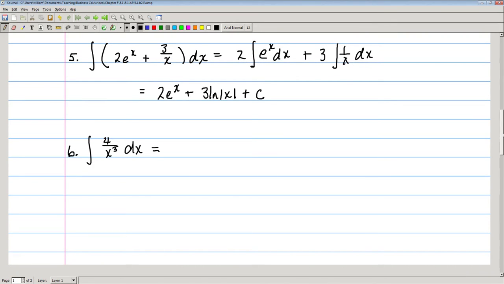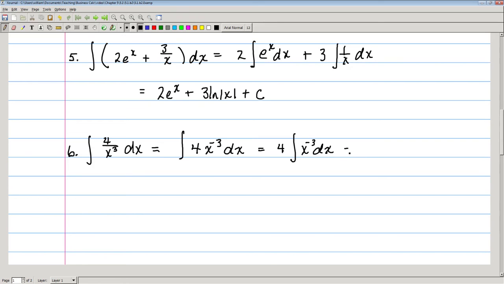When we're integrating more difficult expressions, it helps to always rewrite them using rational exponents. So with the integrand 4 divided by x cubed, we'll rewrite that as 4 times x to the minus 3, or 4 times the antiderivative of x to the minus 3.